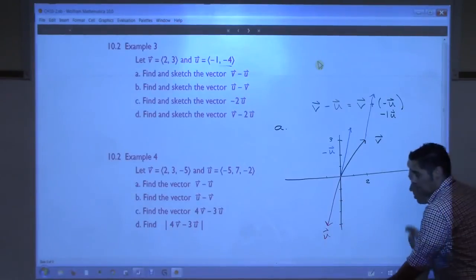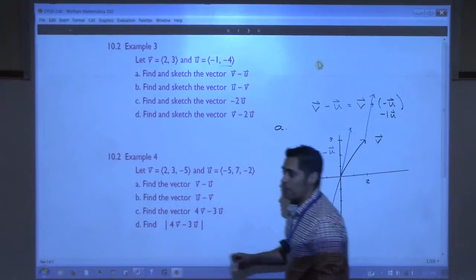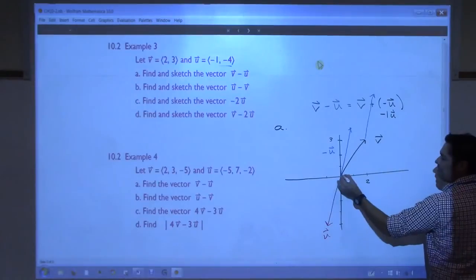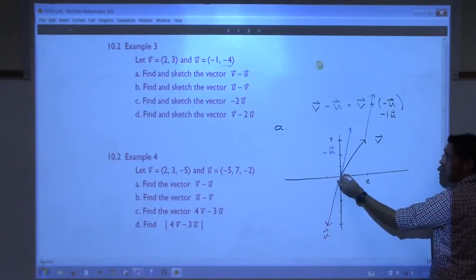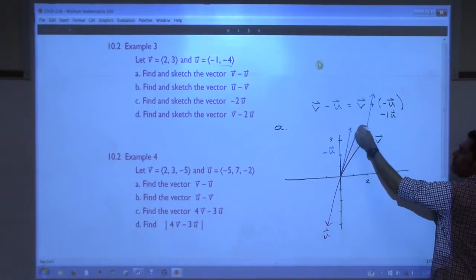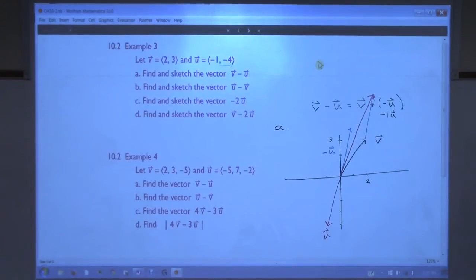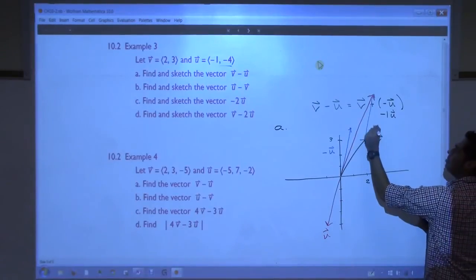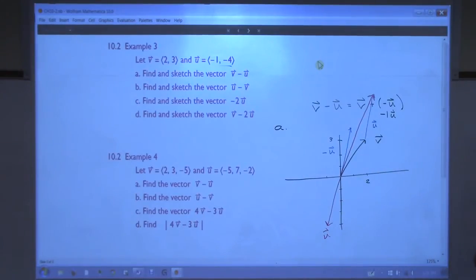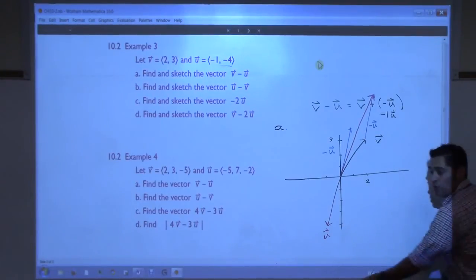And then the result, the answer, V minus U, is the vector that goes from the tail of V all the way up to the tip of -U. I'll label -U here. Things are getting a little bit messy. Sorry. That's a -U right there. Negative? I should have put it. I said it, I didn't put it. Okay, that's it. That's how you do it visually.